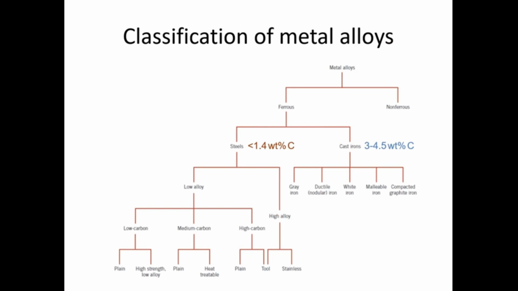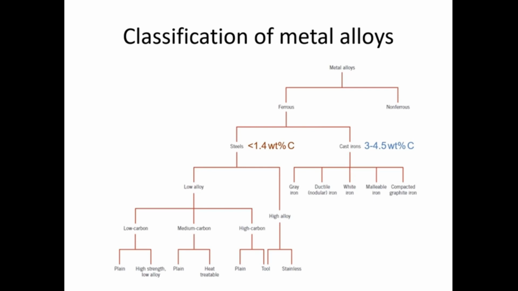In this chapter, we are going to look at how we can fabricate metal alloys based on their application. But before that, we need to classify different types of metal alloys. As you can see from this slide, metal alloys can be divided into two categories, which are ferrous metal alloys and non-ferrous metal alloys.